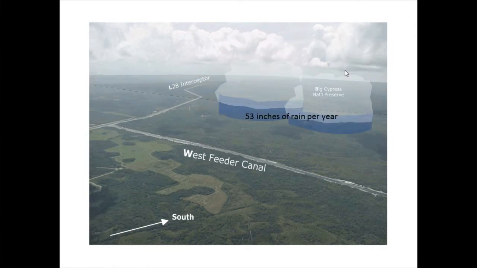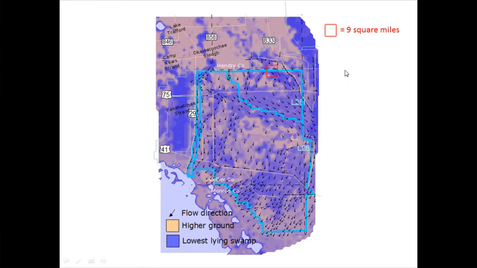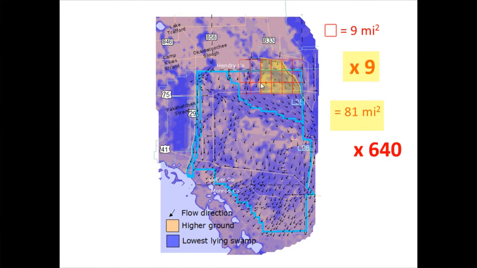Here come the clouds, and we know that they, over the long term, produce 53 inches of rain per year over an 81 square mile area. How do we figure out 81 square miles? Well, again, back of the envelope calculation, this little red box is 9 square miles, and we have about 9 of them. 9 times 9 equals 81 square miles, times 640 acres per square mile equals about 52,000 acres. So that's our watershed area we're looking at.